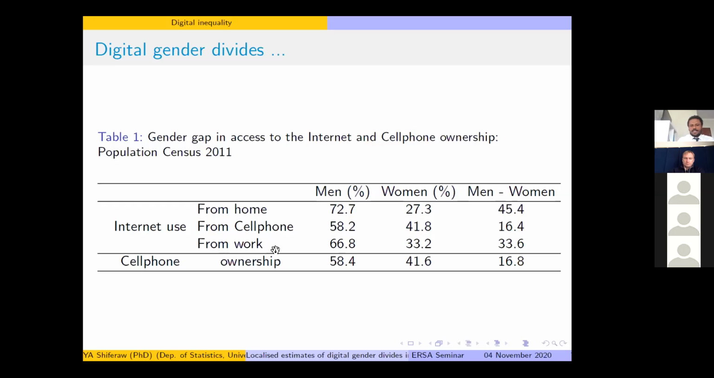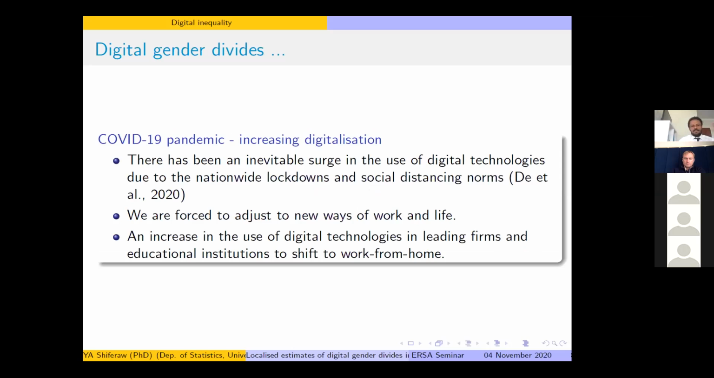Internet access from work, for men it's 66.8, and for women 33.2, and still the gap is there. Cell phone ownership, it is for the men, and this is for the women, and the gap is still 16.8. So there's a huge gap in internet use. In fact, this is almost 10 years ago, in 2011, so a lot has happened after that. But still it can give us some evidence.